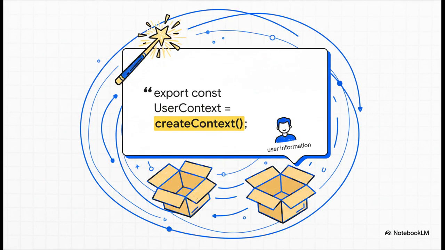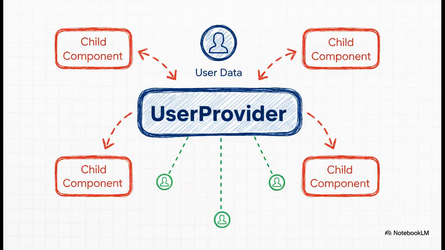Let's zoom in on that very first line. export const UserContext = createContext. This right here, this is the magic wand. That createContext function is literally what conjures our shared data box into existence. Right now, it's just an empty box, waiting for us to put something in it. And that UserProvider component we made, that's our gatekeeper.